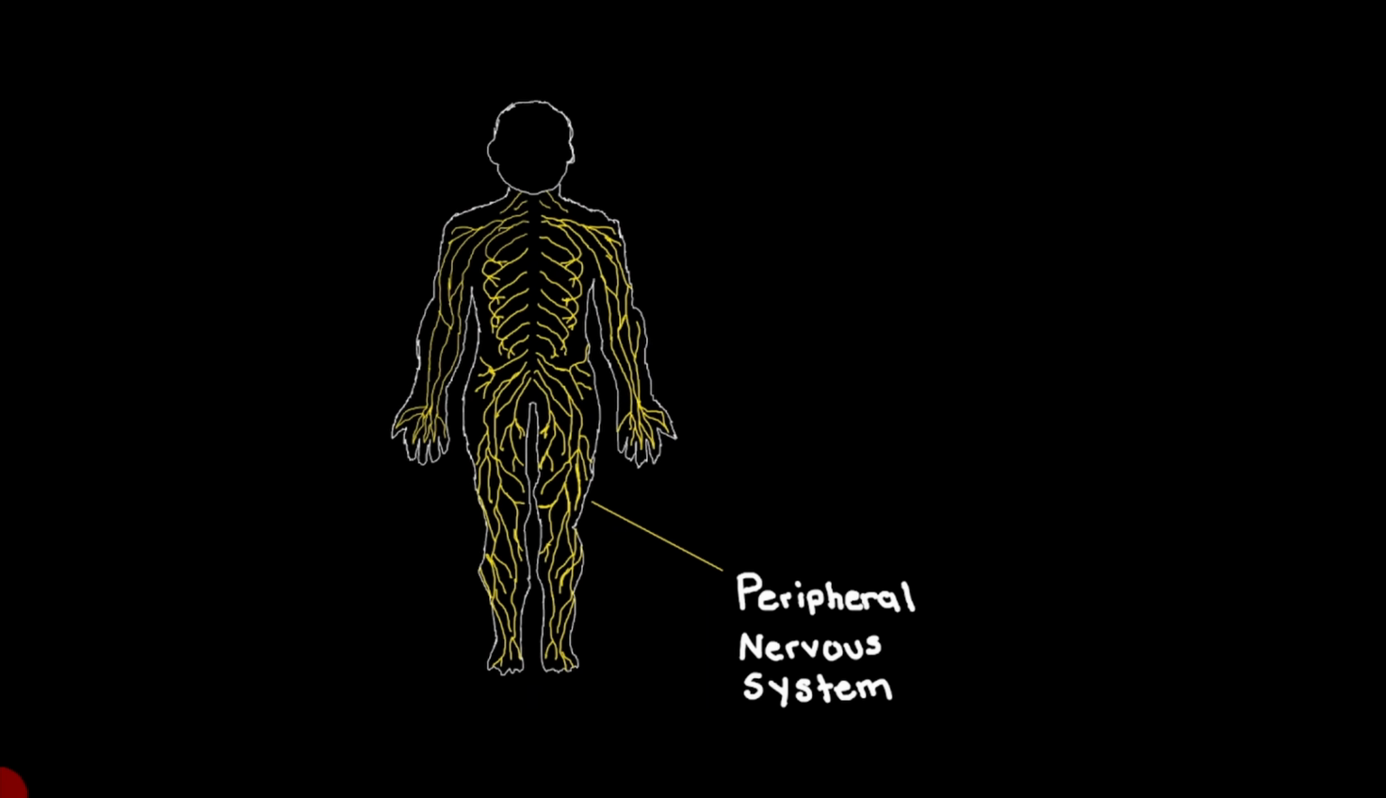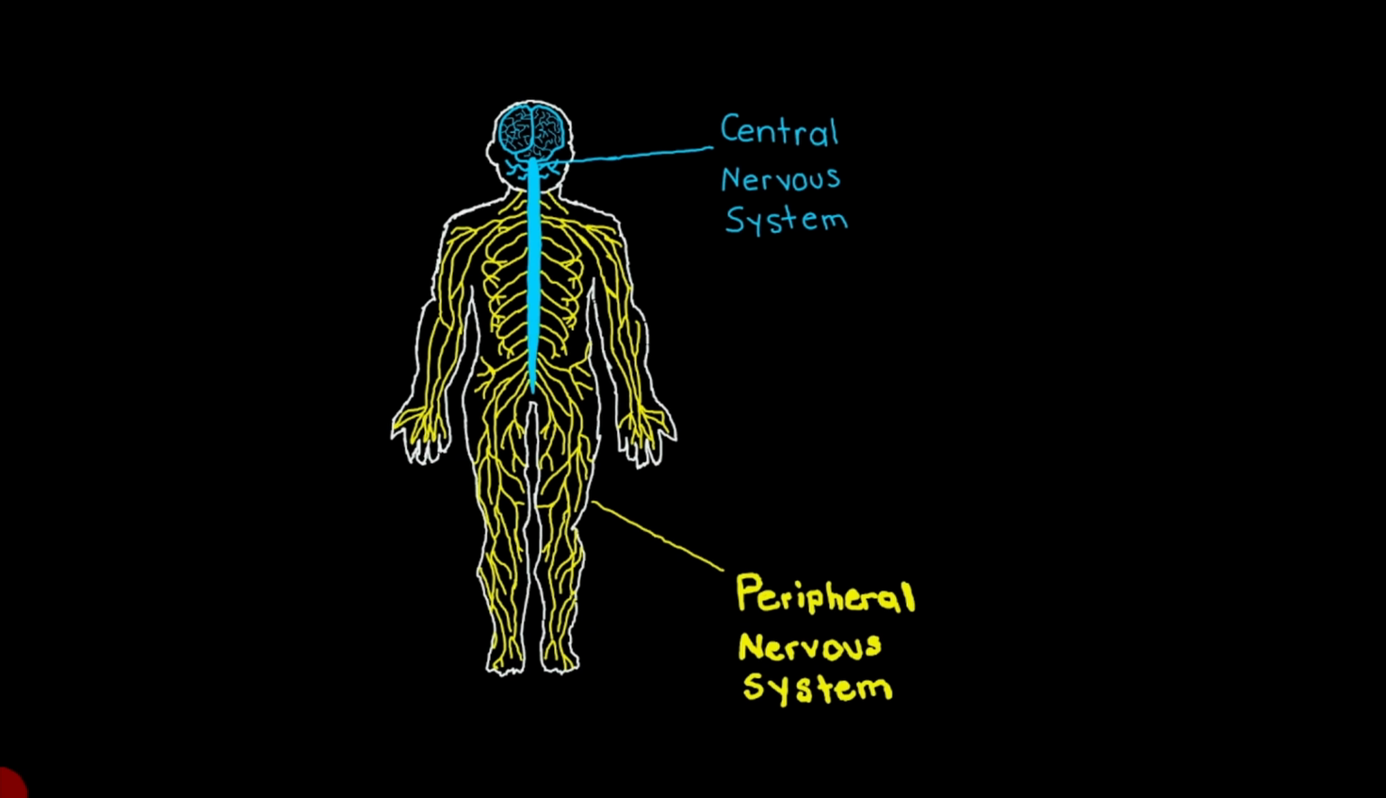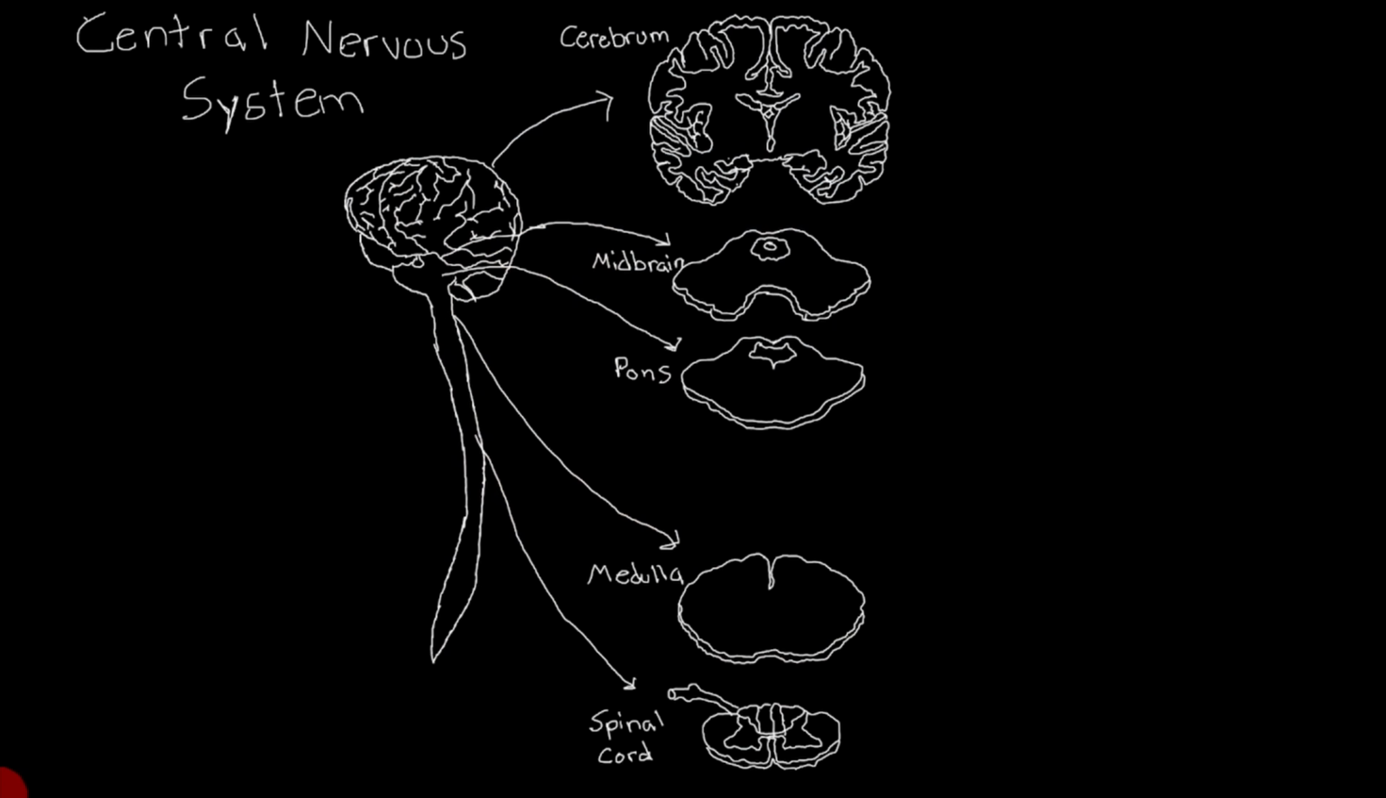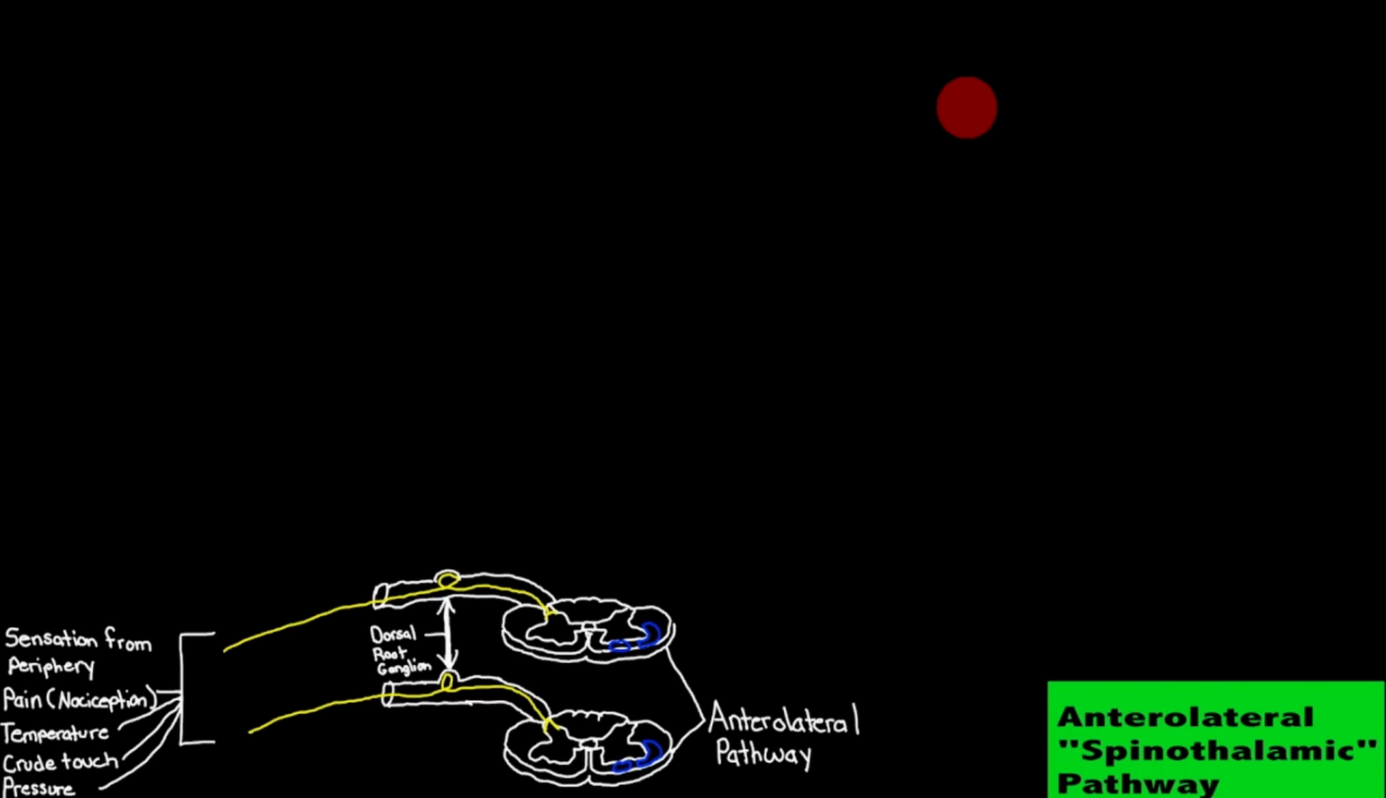Within the body, you have peripheral nerves that send and receive signals to and from the central nervous system. The central nervous system is comprised of the brain and the spinal cord. And we're going to break it down a little further. As you can see here, we have cross sections of the spinal cord, medulla, pons, midbrain, and cerebrum. The spinothalamic tract is located on the anterior and lateral aspects of the spinal cord, here in blue.